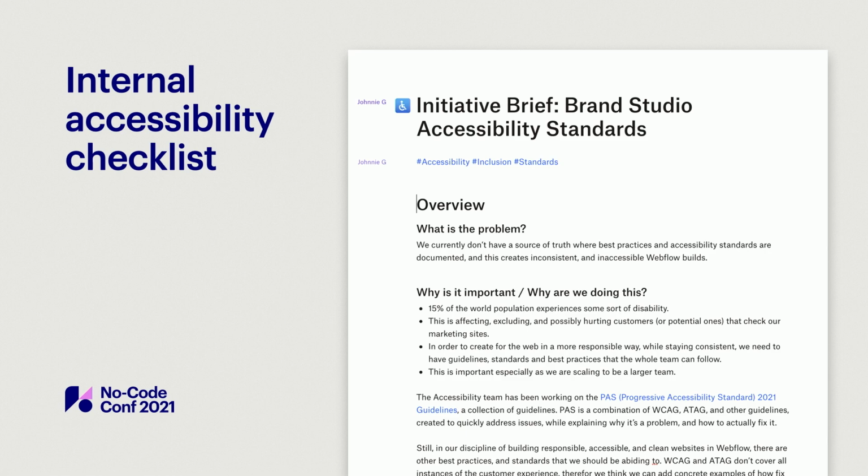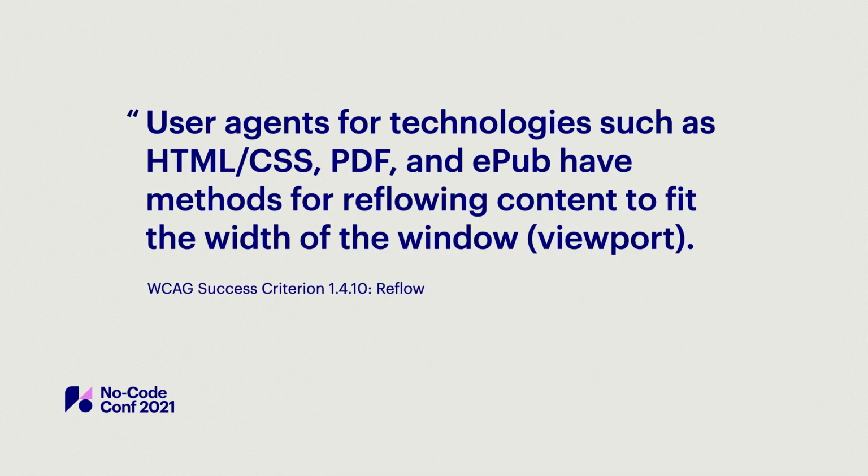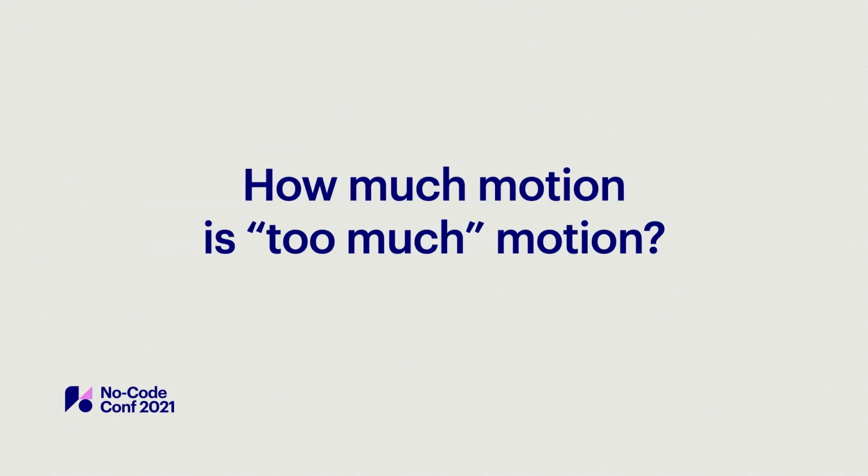The tactical problem we were solving for was that we didn't have a single source of truth document for both accessibility standards and how to implement them in Webflow. There's WCAG, which is helpful, but the guidelines are often very technical, which makes them hard to understand, like this one for the reflow success criterion. User agents for technologies such as HTML and CSS, PDF, and EPUB have methods for reflowing content to fit the width of the window viewport. This takes me a couple reads to understand. What is a user agent? What are the methods? We also learned that some key accessibility considerations aren't easily addressed with a binary guideline.